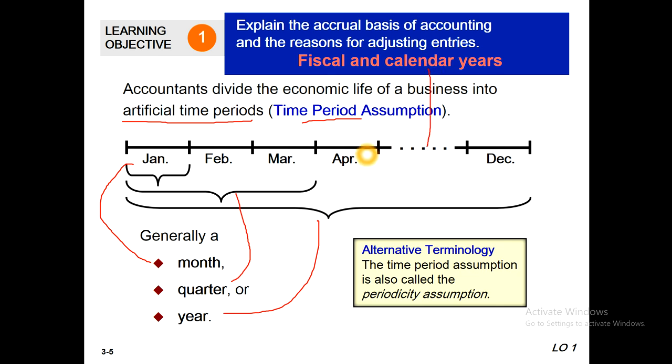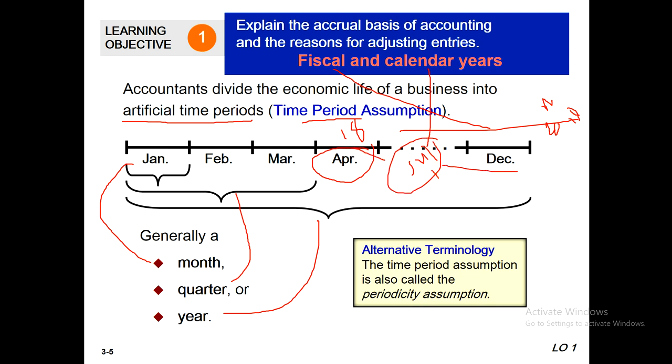If we follow another 12-month period, from April 2018 to March 2019, covering 12 months, we call this the fiscal year. Another example: July 1st, 2018 to June 30, 2019, covering 1 year. This is also a fiscal year. I think everybody is clear.